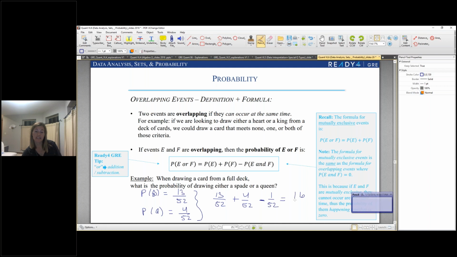That gives us a total of 16 out of 52. So that is our odds of pulling a spade or a queen. And that makes sense, right? If you imagine how many cards are a spade or a queen, well, you got 13 spades, and you got 3 more queens because the queen of spades is already pulled out of the deck. And so together that makes 16 out of 52.